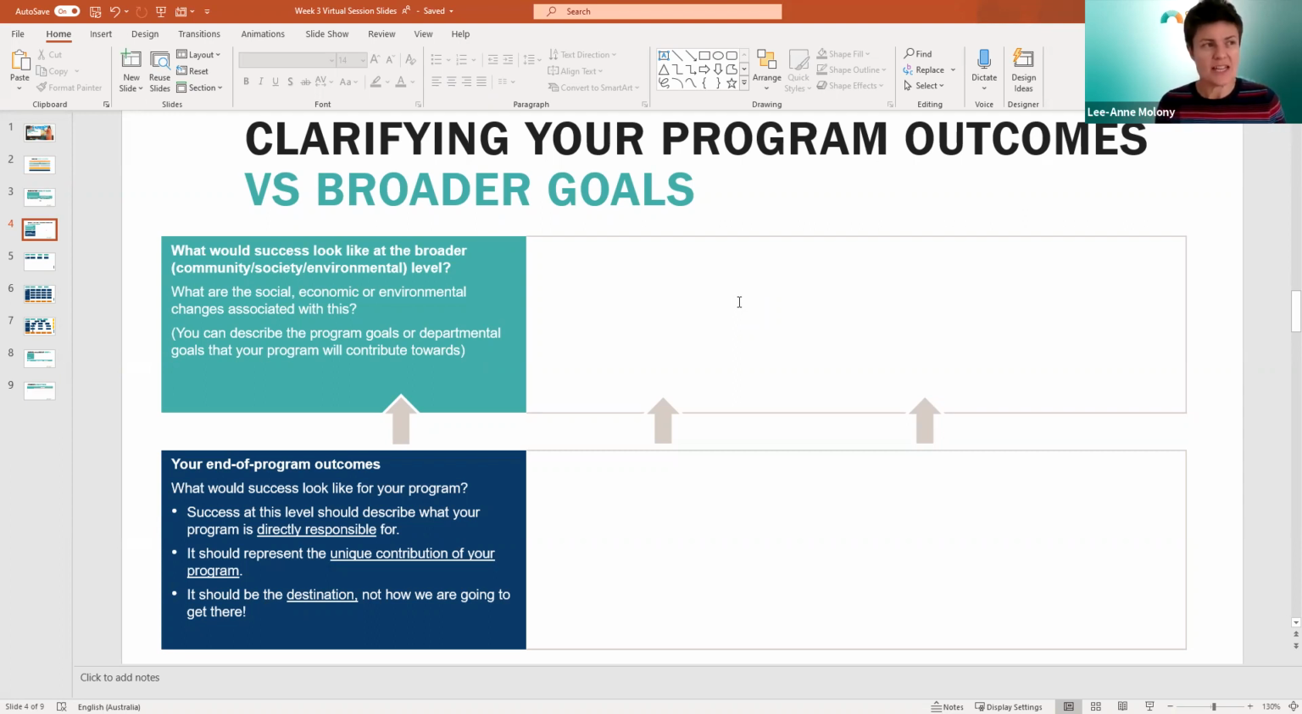Okay, so programs can't necessarily solve problems at a very wide scale, but they can solve part of the problem at a particular scale. So an example is that, in Castlemaine, we know we're bounded. We're thinking about the program in terms of this area called Castlemaine, the township of Castlemaine. So the broader goals are these bigger picture things that we want to contribute towards. The end of program outcomes is what success looks like for this specific program.